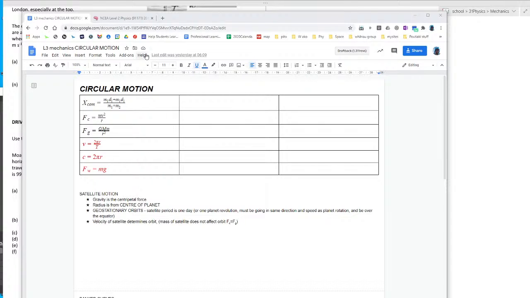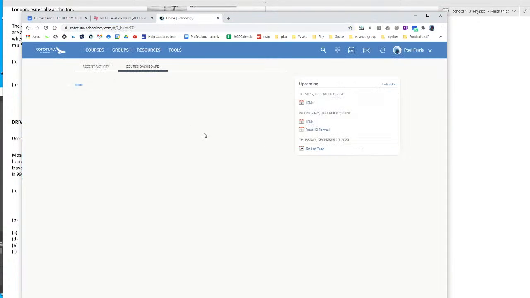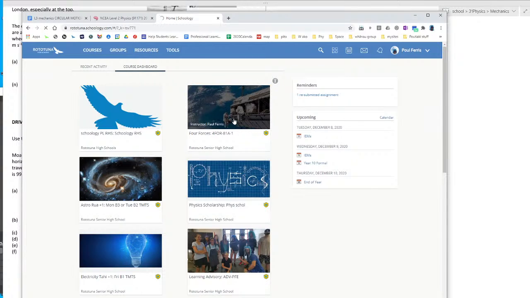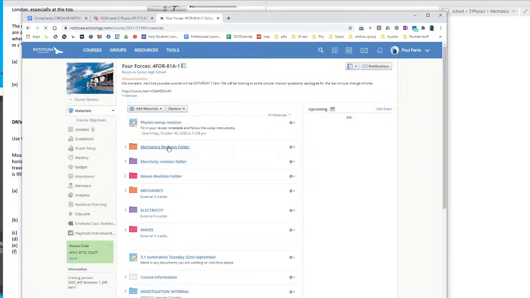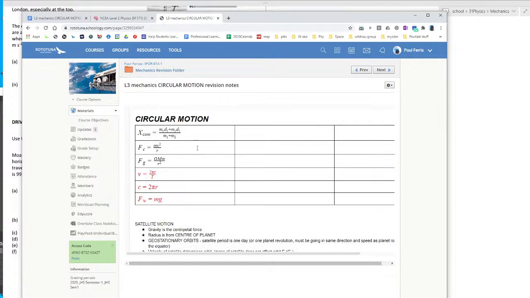If you remember, or if you go to your Schoology page and get up the revision side, I'll just do it myself here. Go into Schoology, into your 4 Forces class, and into our mechanics revision folder. We're going to do the circular motion stuff today. We did the translational motion the other day. I think I might do that one again because it was a bit crap. This is the sheet that we're going to be looking at today.